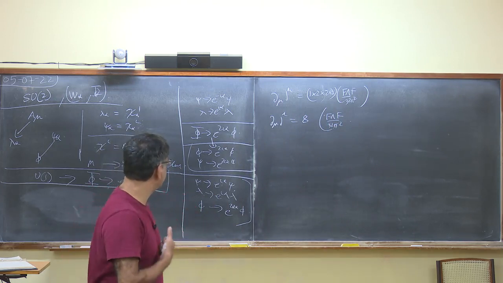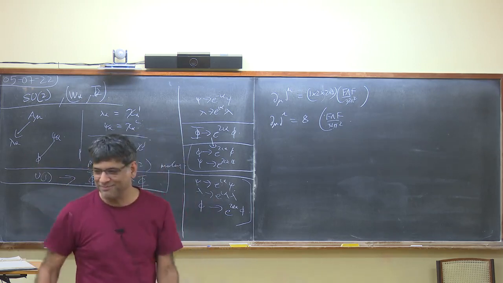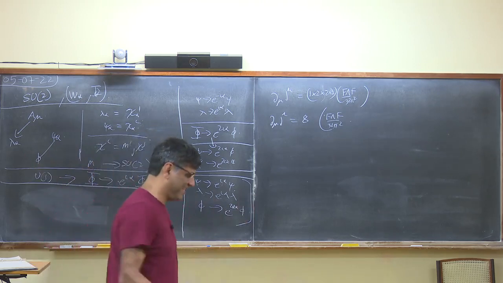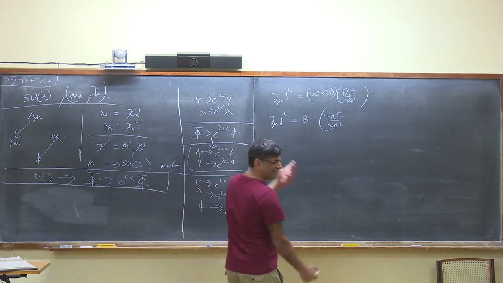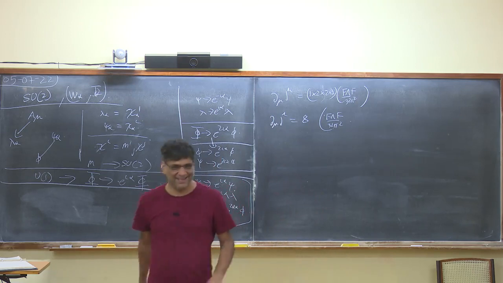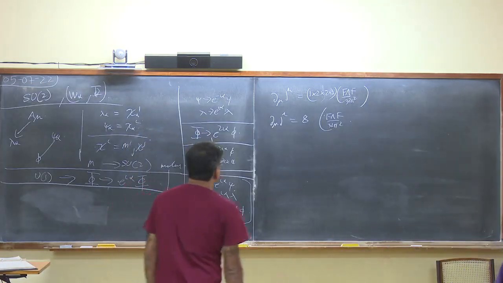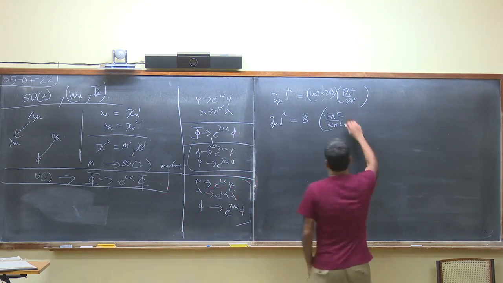All good. I shouldn't write f wedge f, right? F wedge f is a 4-form. This is a scalar dual of that. You know what I mean, right? I should write epsilon mu nu alpha beta f. You mean trace of f wedge f? Correct. Trace of f wedge f.